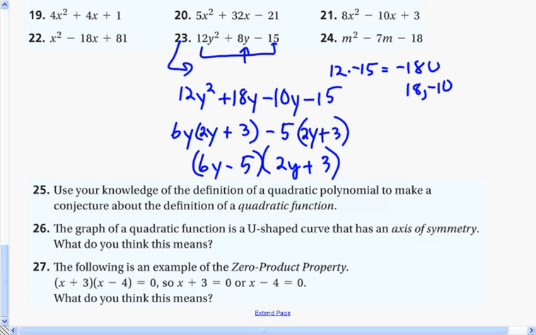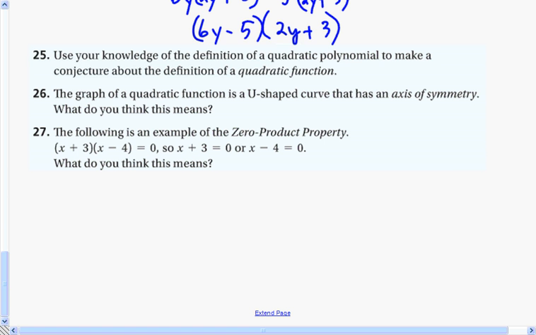All right, a couple of these definitions I want to go over here. It says use your knowledge of the definition of a quadratic polynomial to make a conjecture about the definition of a quadratic function. A quadratic polynomial, if you remember right, that's where the highest term is 2. So a quadratic function is the same thing. It'll look something like this. It could be a trinomial or not, but we know that the highest term in this function is going to be a squared. So there could be some other lower degree terms with it, but the highest term is a 2.